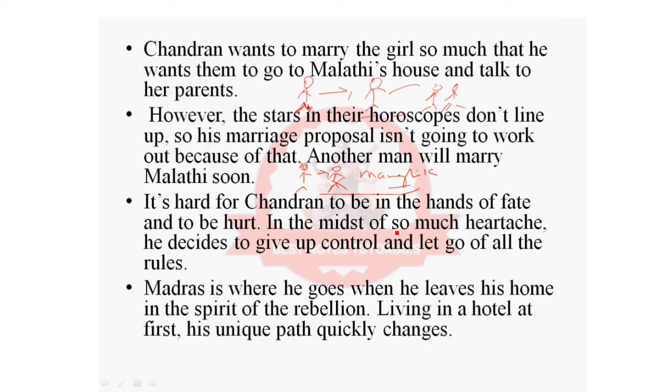It's hard for Chandran to be in the hands of fate and to be unheard. In the midst of so much heartache, he decides to give up control and let go of all the rules. Now, what happens? He is now heartbroken and he goes away. Madras is where he goes when he leaves his home in the spirit of rebellion, living in a hotel at first. This unique path quickly changes.